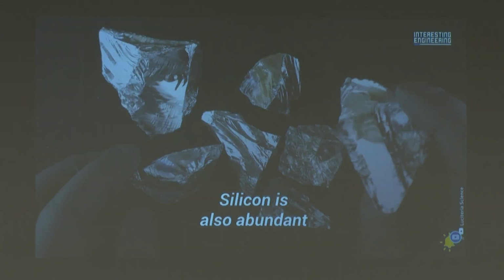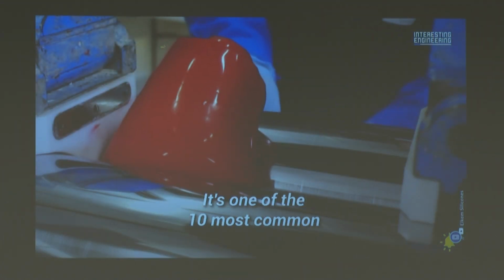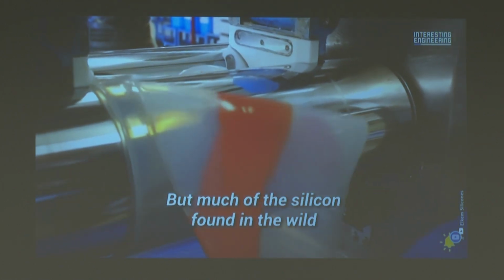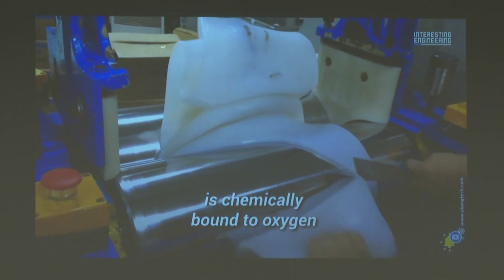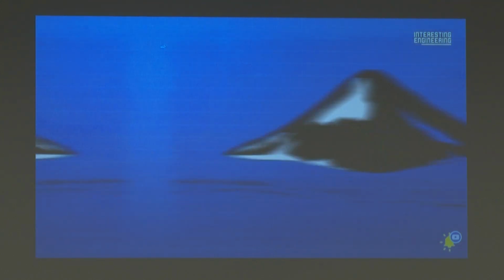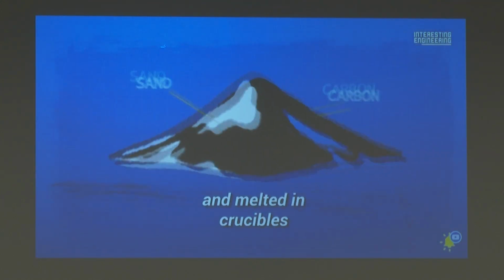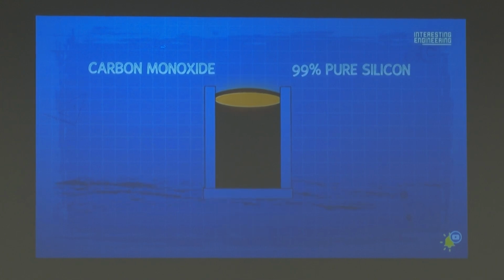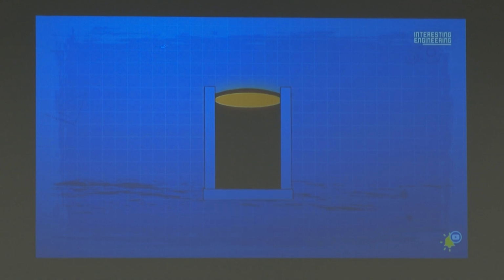Silicon is also abundant. It's one of the 10 most common elements found on Earth. But much of the silicon found in the wild is chemically bound to oxygen, so the two elements must be separated. The sand is combined with carbon and melted in crucibles to produce carbon monoxide and 99% pure silicon. After further processing, ultra-pure silicon is produced.